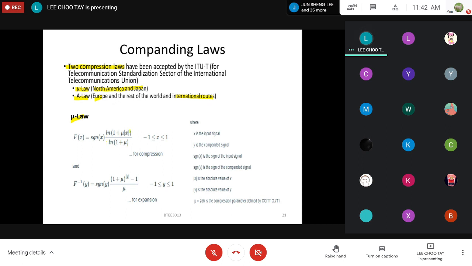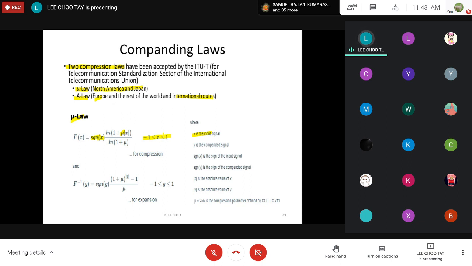So X is our input signal over here. Multiply with the factor mu, then plus one, and take the natural logarithm of it. This is divided by the natural logarithm of one plus mu. Here we put the sign of X. If your signal is positive, the sign is a plus; if negative, the sign is a minus. You have to make sure that your X is normalized between minus one and plus one before you perform the compression.